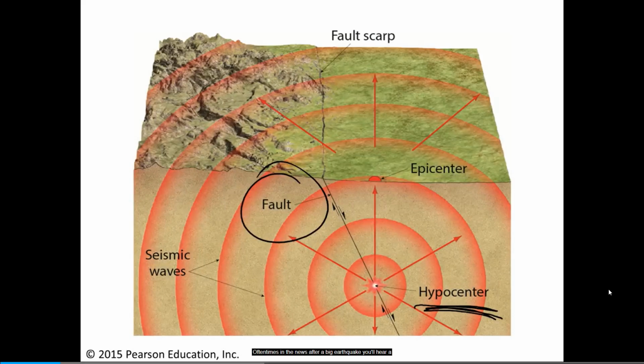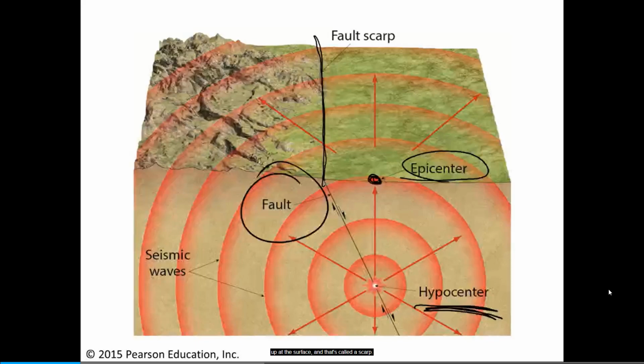The spot where the fault slips is known as the hypocenter. Oftentimes in the news after a big earthquake, you'll hear a different term, and that is epicenter. Epicenter refers to the spot on Earth's surface directly above the hypocenter. Sometimes if the fault makes it all the way to Earth's surface, you'll get a fracture that actually shows up at the surface, and that's called a scarp.